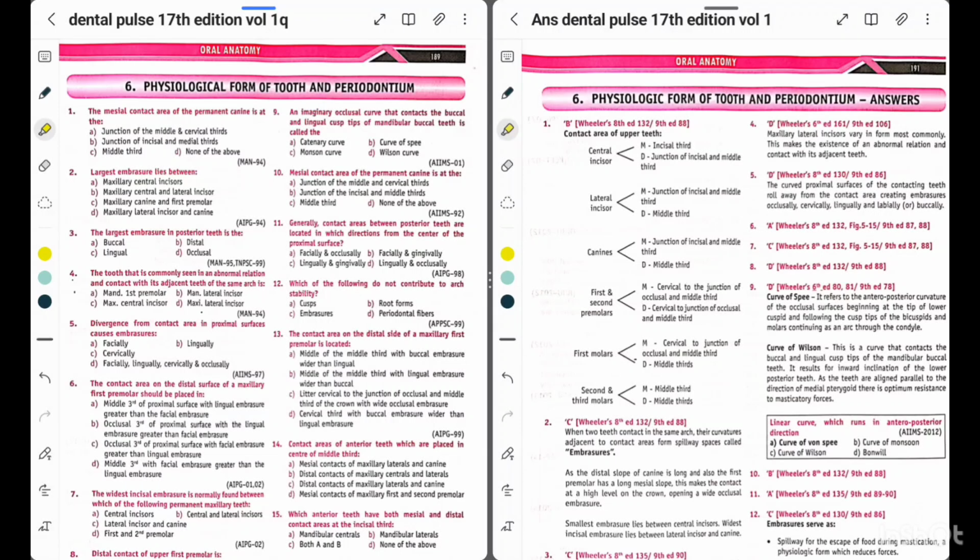So in this video we will study chapter 6, physiologic form of tooth and periodontium, of the subject dental anatomy, from Dental Pulse. So let's begin.